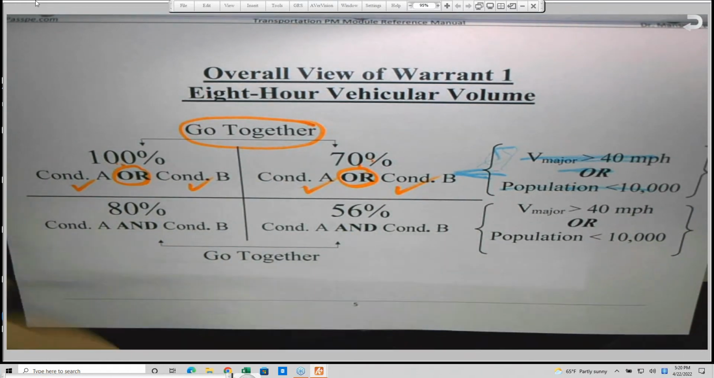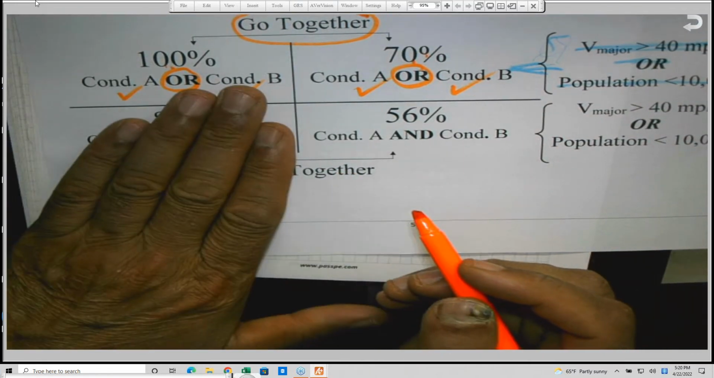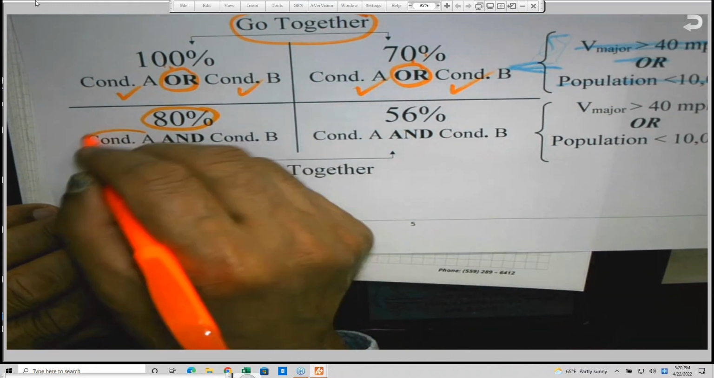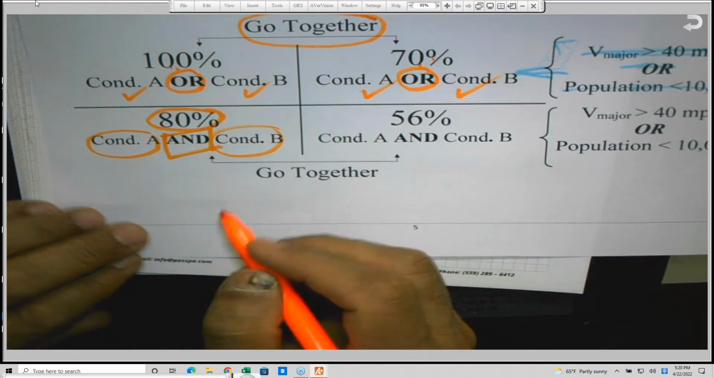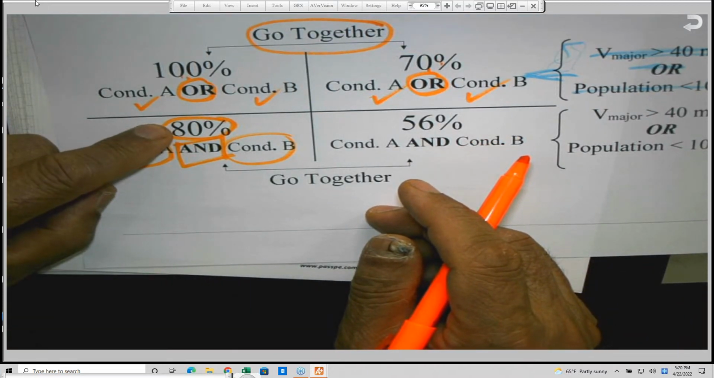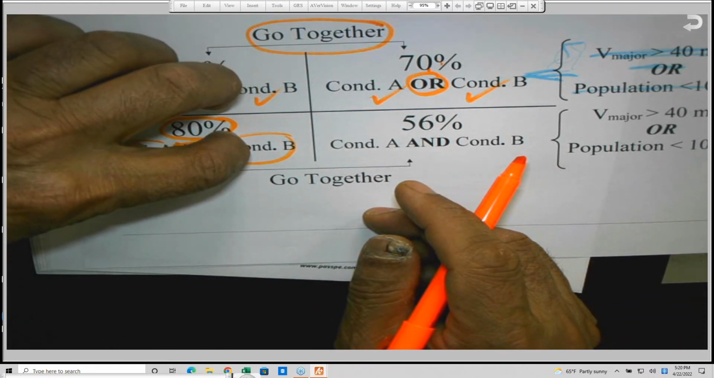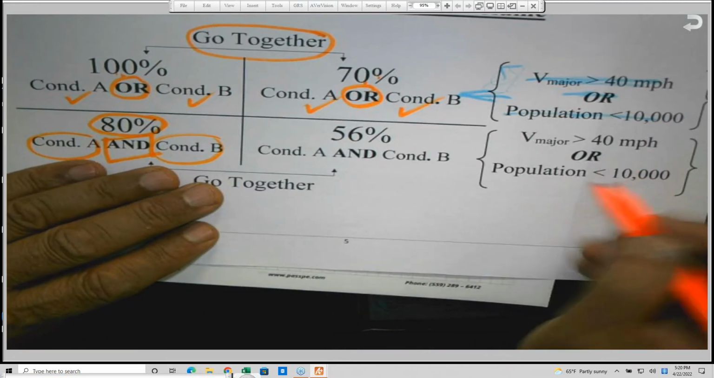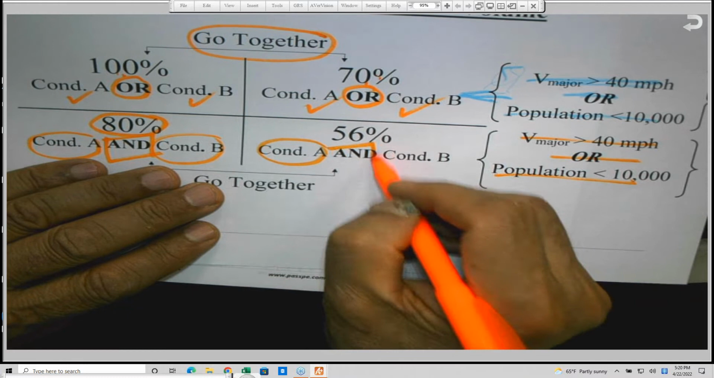But if you jump to the 80 and the 56%, they go together. What I mean by go together? No, you can apply it by itself. But I'm saying if you go to 80, you have to use the same condition A and condition B together. The word "and" means the 80% column of condition A and the 80% column of condition B. This is what is meant by they go together. These two, they must. The same story for the 56%. If you decided to use it, and the 56% is also used when this, so in this case, condition A and condition B.